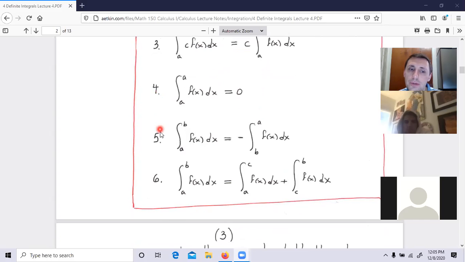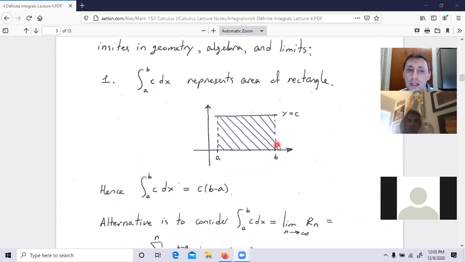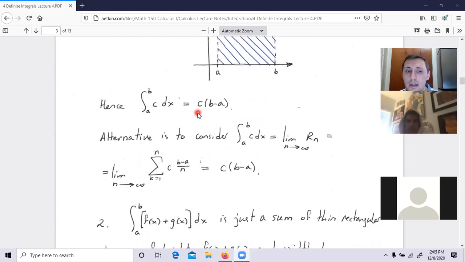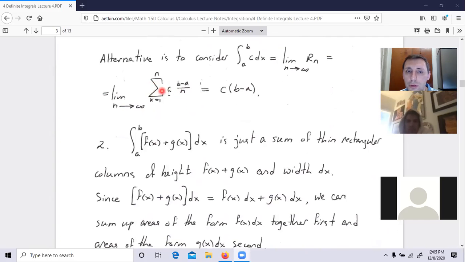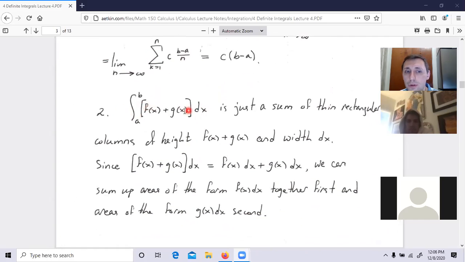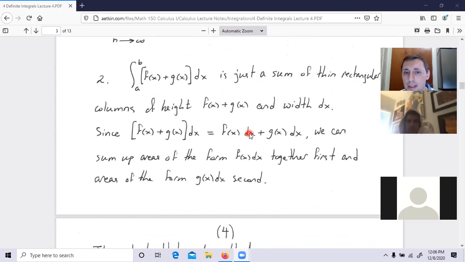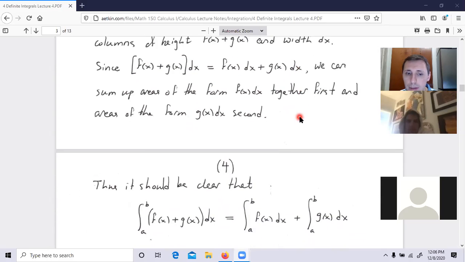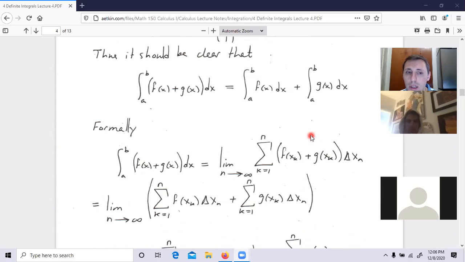Now there are properties 4, 5, and 6 that we want to talk a little bit more about, right? So here again, one is clearly just a rectangle. So I know right away that the answer is C times B minus A. I can also do it using Riemann sums, and I see that as well. In the second one, I just added for addition. You see what happens. It's f of x plus g of x dx. I can distribute the dx and group together f and g separately, right? So that's why this is true.